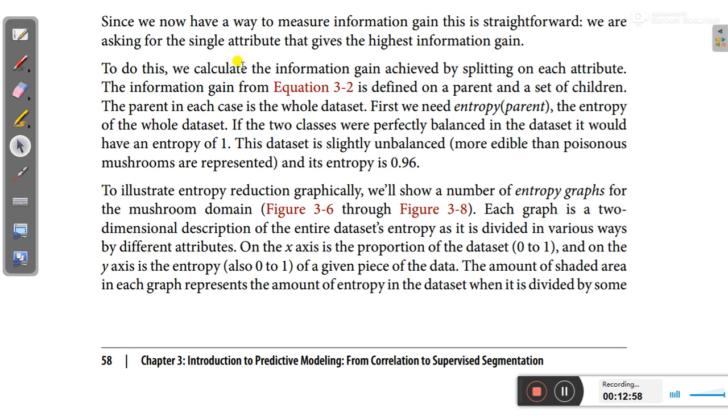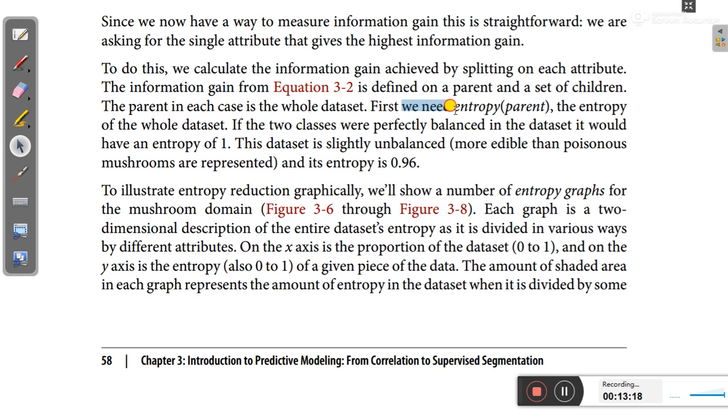Using the calculation of information gain achieved by splitting on each attribute, information gain from equation 3.2 is defined on a parent and a set of children. As we discussed, we can apply that to the parent and children example from before. You can see it in the book also. The parent in this case is the whole data set.